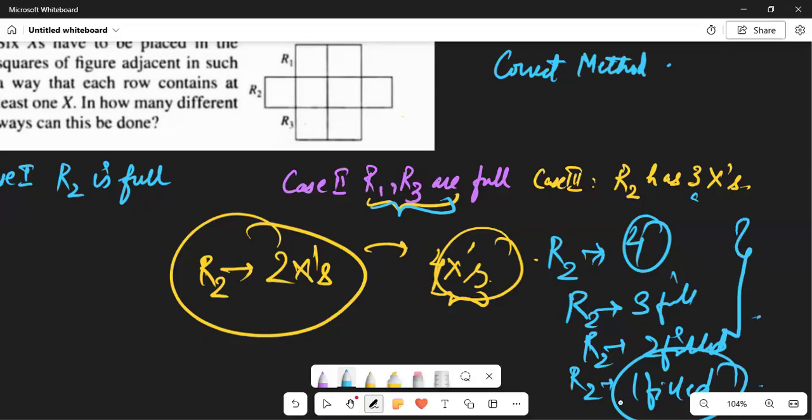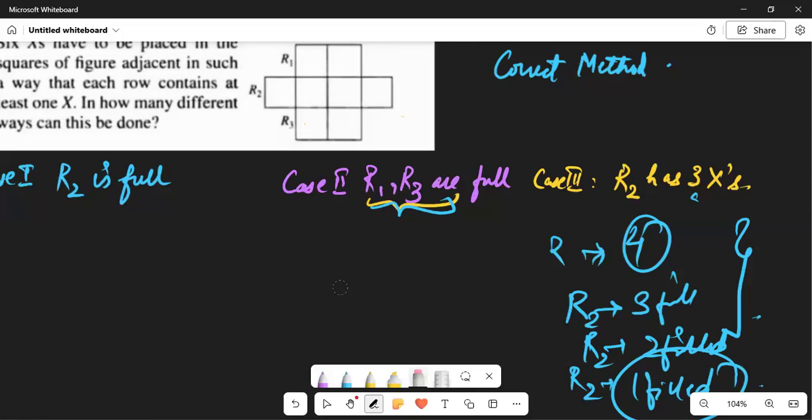And of course, if R2 cannot have 1, then R2 cannot have 0, because you need at least 1 x in each row. And if you do not have any x in R2, then all the 6 x's will be going in R1 and R3, which is not possible because you have only 4 total squares or boxes in R1 and R3. So that means these are the only cases.